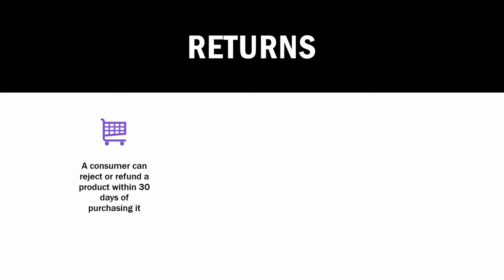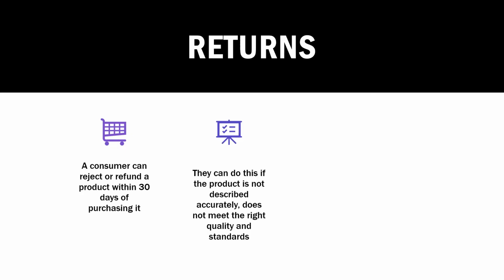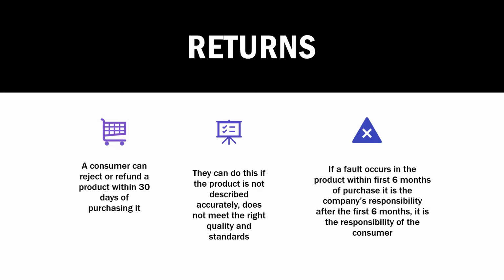Returns. A consumer can reject or get a refund for a product within 30 days of purchasing it. They can do this if the product is not described accurately and if it does not meet the right quality and standards. And if a fault occurs in the product within the first 6 months of purchase, then it is the company's responsibility. After the first 6 months, if there is any sort of damage, then it is the responsibility of the consumer.